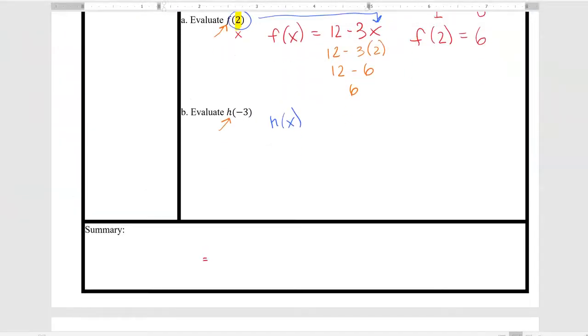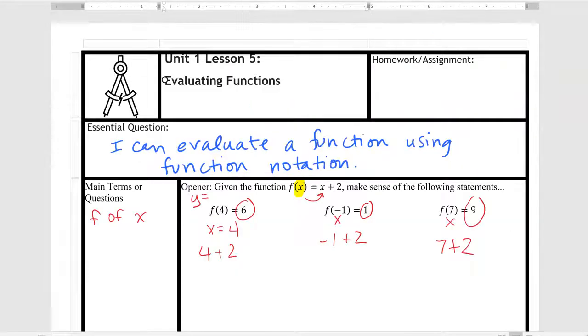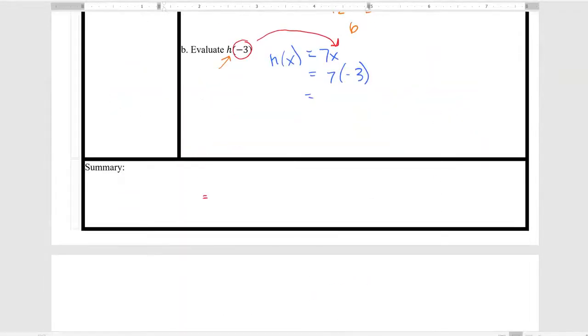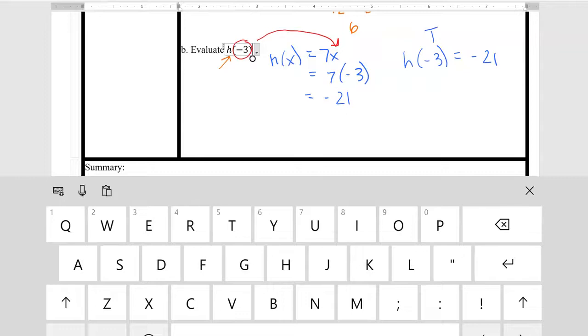h of x equals 7x. All right, so I am going to take -3 and substitute it in for x. So I need to do 7 times negative 3, which is negative 21. So h of negative 3 equals negative 21. Okay, so again, input was negative 3.